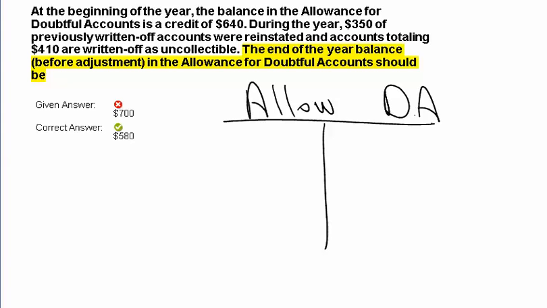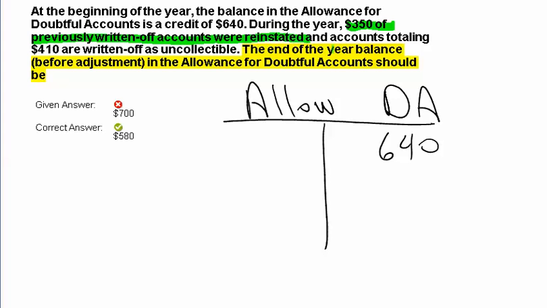It says at the beginning of the year the balance in the allowance for doubtful accounts is a credit balance of $640. So this is my beginning balance, $640. And that's based on last year's analysis, and that's what they adjusted it to. All right. This year we're going to take a look at some entries, and it says during the year $350 previously written off accounts were reinstated. So that's a good thing.